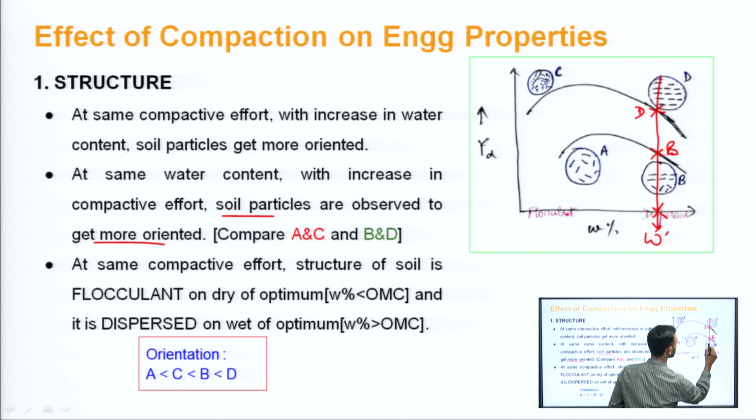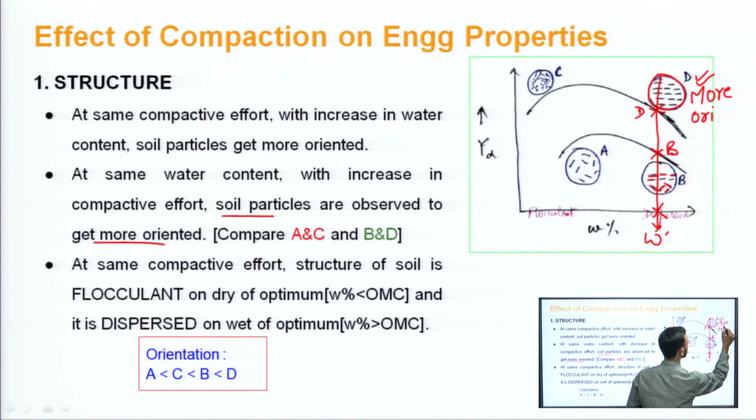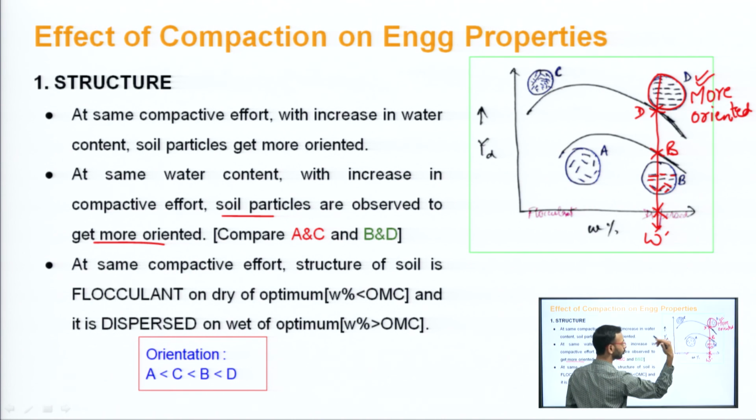See in B there are some oriented particles, but some are there which are not yet oriented. But when we increase the compactive effort, see in this figure, more and more particles tend to get oriented. So D is more and more oriented. Let us see one more, you can see this.